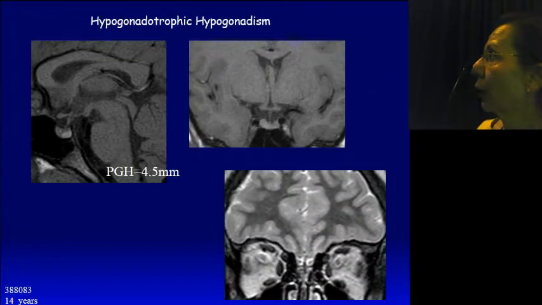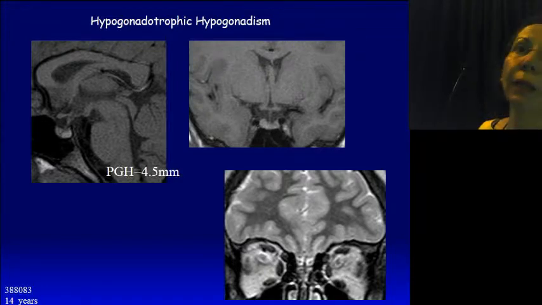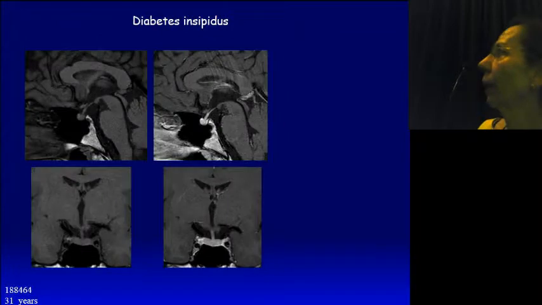This is a case of hypogonadotrophic hypogonadism, and you see that there is a pituitary gland that was smaller compared to the expected for the age, but the anatomy is normal, and you see the pituitary stalk, the posterior lobe, coronal scan, a midline positioned pituitary stalk, and you see that the olfactory tracts are hypoplastic. This child presented with hyposmia, anosmia.